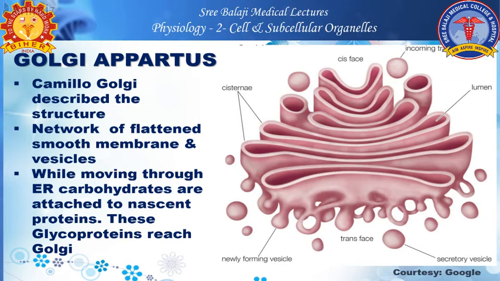While moving through the endoplasmic reticulum, carbohydrates are attached to proteins, nascent proteins. When carbohydrates are attached to proteins, what are they called? They are called glycoproteins. And while moving through the endoplasmic reticulum, carbohydrates are getting attached to proteins and they are called glycoproteins, and they reach the Golgi apparatus.